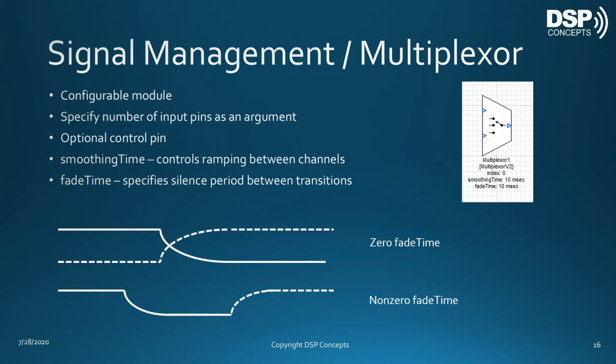There's an optional control pin if you want to do the selecting based on a control signal. And then you can specify also 2 things. One is the smoothing time, which controls the ramping speed between the channels. And there's also a fade time, which is how much silence you want between the transitions. So typically I set the fade time to 0 and then adjust the smoothing time. Usually I set the smoothing time to 10 to 20 milliseconds so that there are no pops or clicks. Fade time you'll set to non-zero if you want to make it obvious when there's a transition happening.